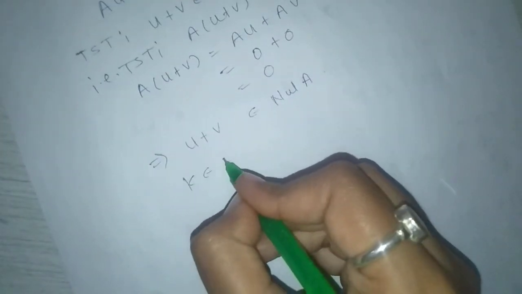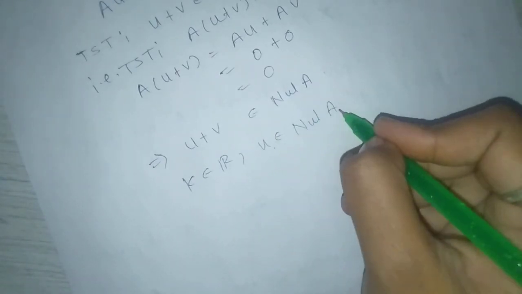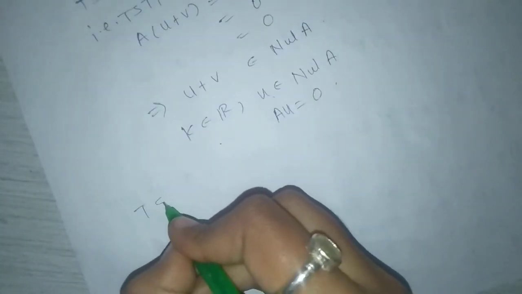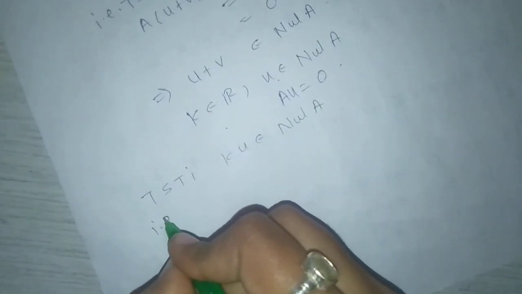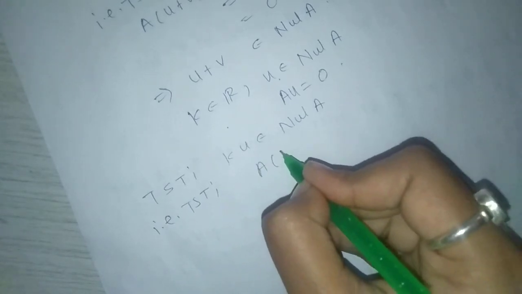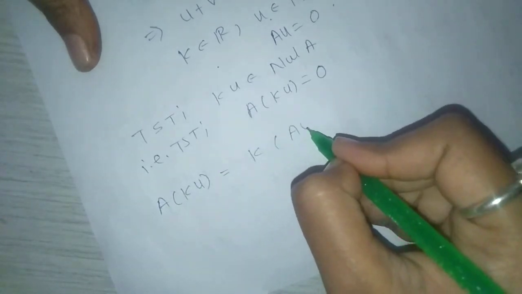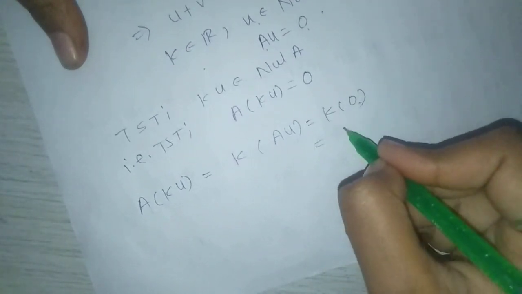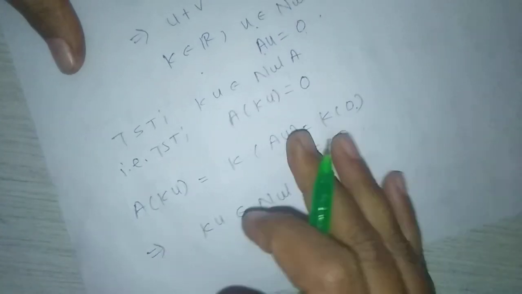Now take a scalar and one vector from the null space of A. u belongs to the null space of A means A u equals 0. Now to show that k u belongs to the null space of A, that is to show that A into k u equals 0. First consider the left hand side, A into k u. Take the scalar outside, k into A u. We have A u equals 0, means k into 0, which is 0, which implies k u belongs to the null space of A.